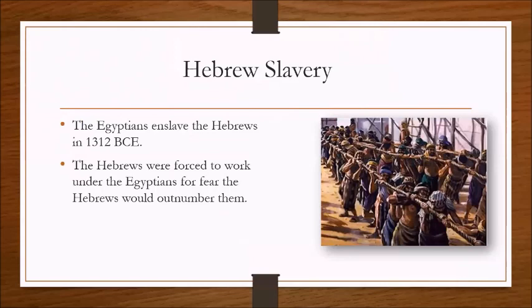Eventually, over time, more and more Hebrews are being brought to Egypt, where they're essentially put into bondage, into slavery, and are forced to work for the Egyptians, doing a lot of building projects. And they were forced to do all of this hard manual labor as slaves because the Egyptian people feared that the Hebrews would eventually outnumber them and take over. So, what's the best way to stop that? By oppressing them.